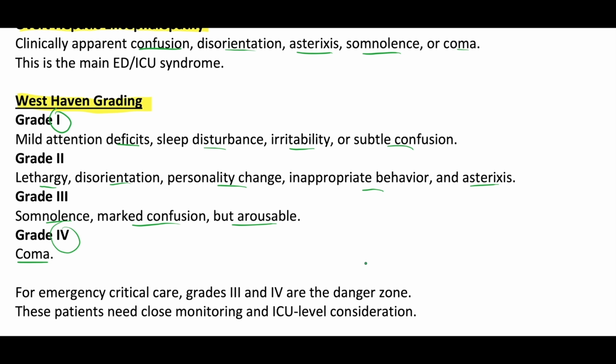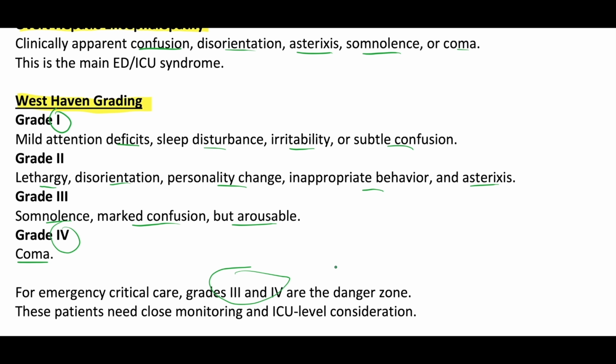Grade 2 is able to be clinically identified. The patient is a little more confused, disoriented. They start to have asterixis. Grade 3, you're on your way to grade 4, that coma. So you're really confused, you're lethargic, but you're arousable because you're not in that grade 4 coma yet, and grade 4 is that coma. So grade 3 and 4 are really significant, right?